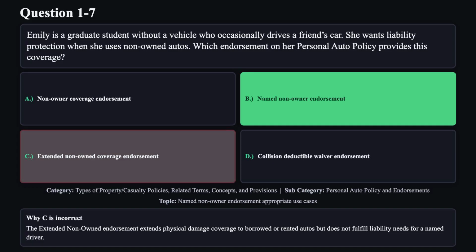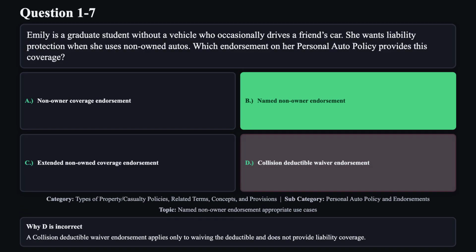Reason C is not correct. The extended non-owned endorsement extends physical damage coverage to borrowed or rented autos, but does not fulfill liability needs for a named driver. Reason D is not correct. A collision deductible waiver endorsement applies only to waiving the deductible and does not provide liability coverage.